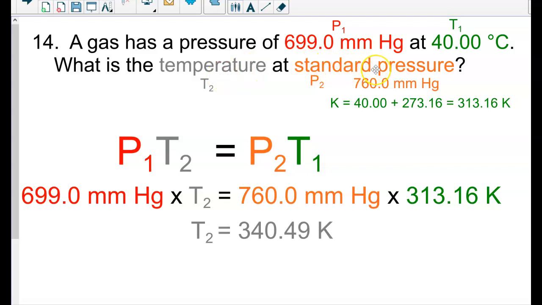Remember, standard pressure is any of those pressures that we use in our conversions. Because we're already using mmHg, I pick 760 mmHg. Just makes it easier. I don't have to do any conversion tables, and then I have to also remember to convert my 40 degrees Celsius into Kelvin by taking 40 degrees plus 273.16, so I get 313.16.